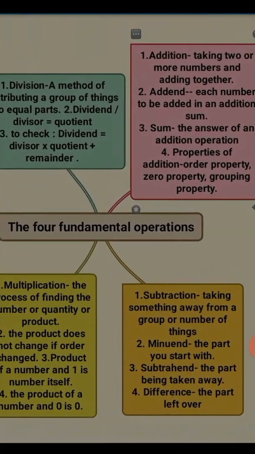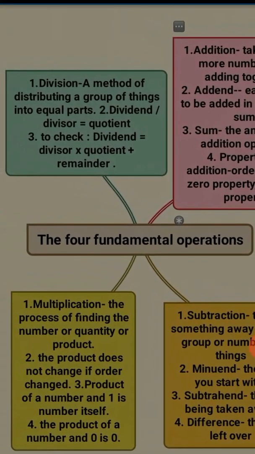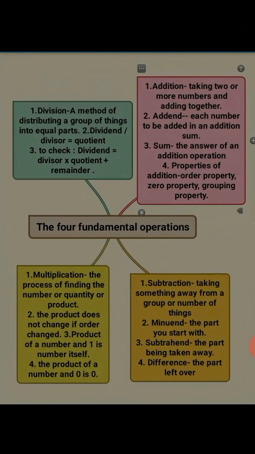The fourth concept which you have covered is division, a method of distributing a group of things into equal parts. And here you have used the formula to check the division: dividend is equal to divisor into quotient plus remainder. These were all four concepts which you have used and applied in the word problems in chapter 4, fundamental operations.